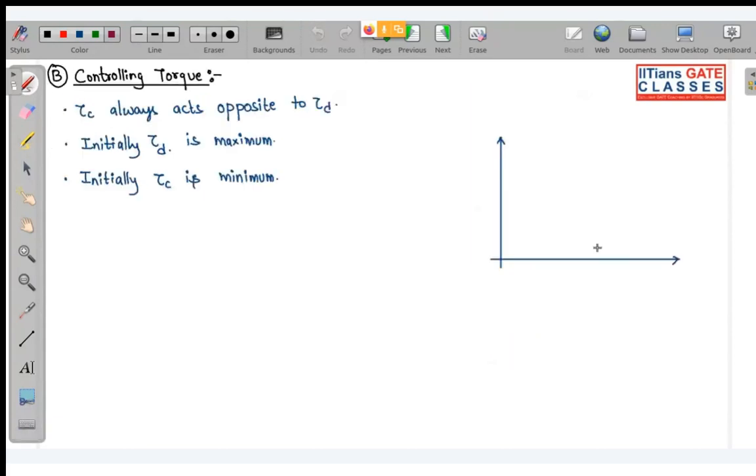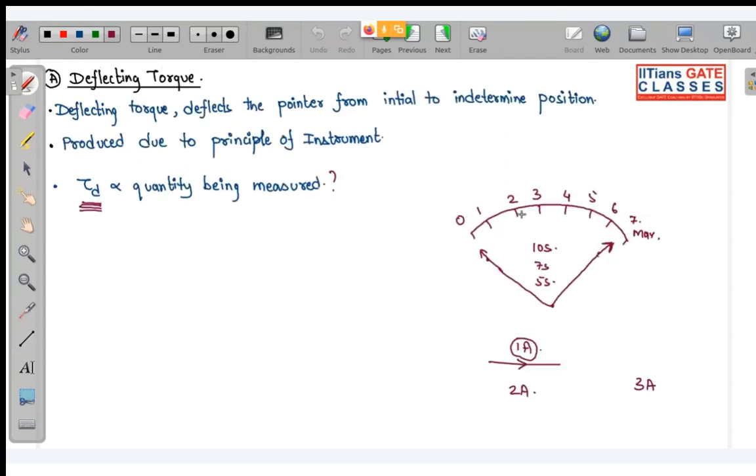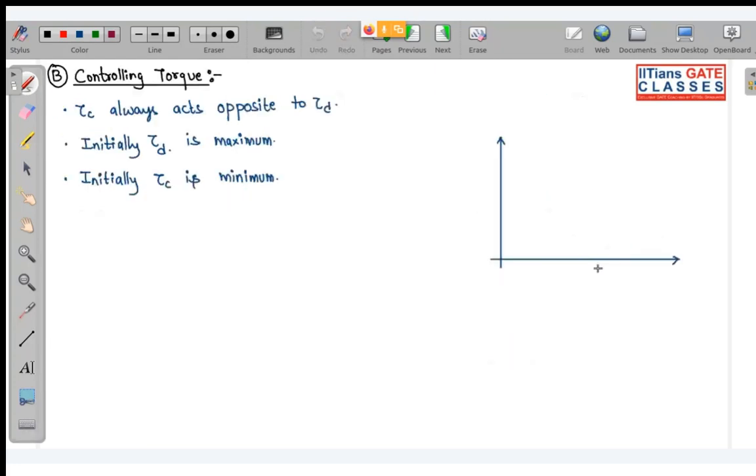Now, next we have controlling torque. What is this controlling torque? Controlling torque basically provides an equal and opposite torque to deflecting torque. Or you can say it provides a counter torque to your deflecting torque, so that for 2 ampere it will stop at this point. For 3 ampere the needle will stop over here. For 7 ampere it will stop over here. So this equal and opposite torque is provided by your controlling torque.